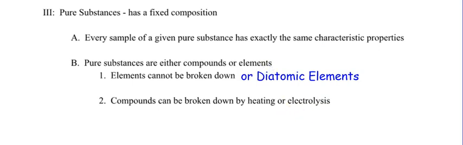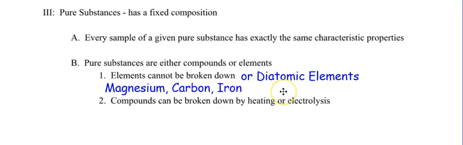So what are some examples of elements? Magnesium, carbon, or iron. Again, think of your oxygen more as an element than a compound, so I'm going to stick it in there too. And then compounds can be broken down by heating or electrolysis. Electrolysis is passing electricity through it. So you can break down H2O into hydrogen and oxygen by using electrolysis.